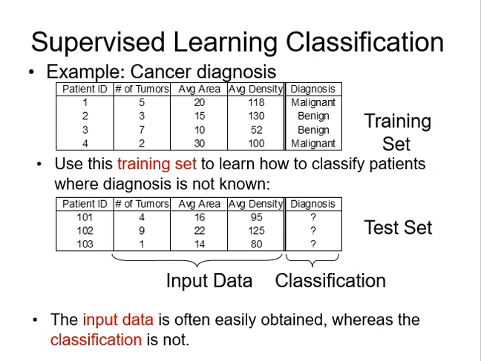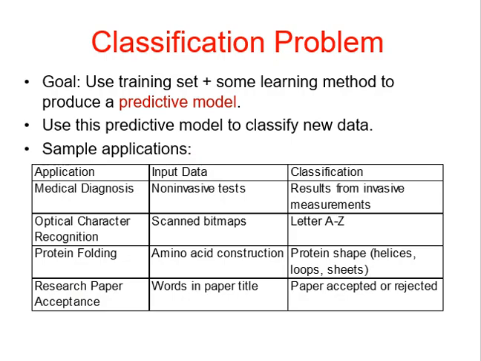By using this training data set, we are going to learn how to classify patients where the diagnosis is not known. So the test data set consists of patient ID, number of tumors, average area, average density, and then diagnosis. By using both the training and test data sets, we are going to predict the output. Usually the test data set will be given as input data. That is, input data is often easily obtained, whereas the classification will not be easily obtained. Okay, now let's move on to the next slide.